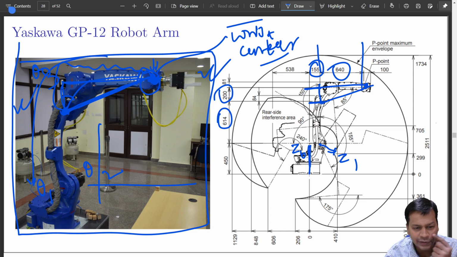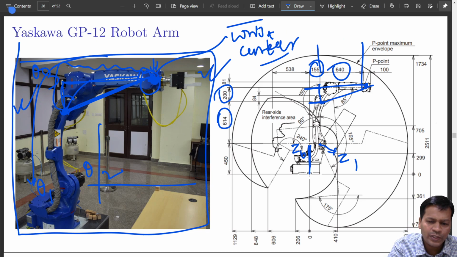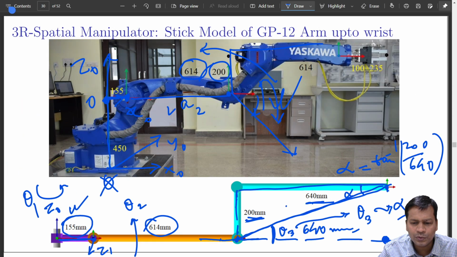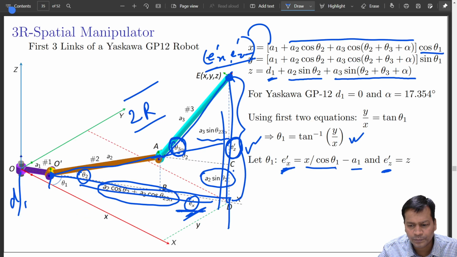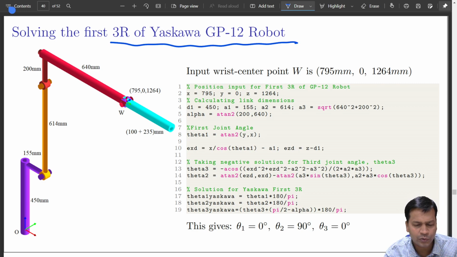So the only thing remaining with the inverse kinematics of the Yaskawa GP12 robot, we will do the rest of that now. So we have done the first three joints. We know now, if we know somehow the wrist center point, I can calculate the rest of the three. Okay, now I'll do the rest. So this is just a quick verification of 3R for the Yaskawa GP12 robot, how to do it.